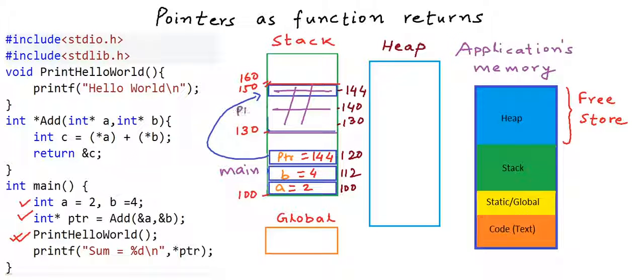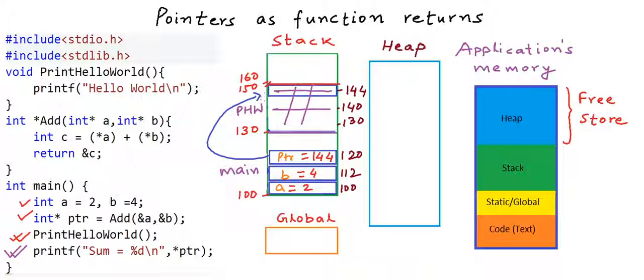I'll write phw as shortcut for print hello world, and it has been overwritten. So this block at 144 no more stores value 6. So when we come here at this print statement to print the value at this particular address, we get some garbage value. Now the obvious question would be, why did we get the right value when we were not making a call to print hello world? I would say that I just got lucky.